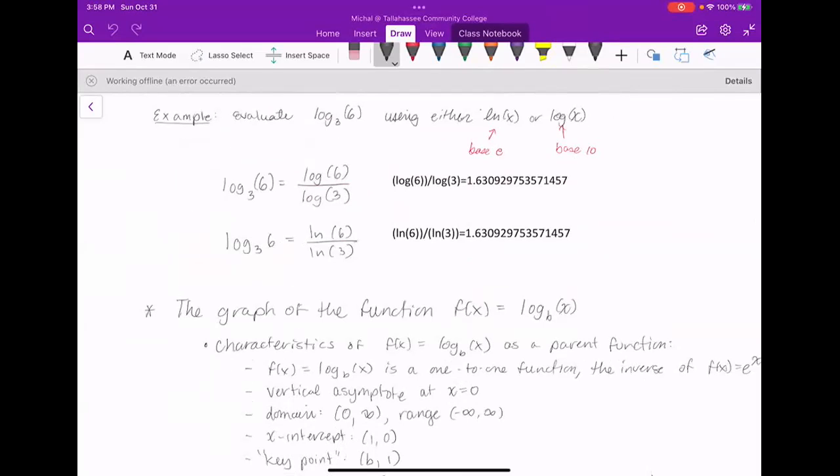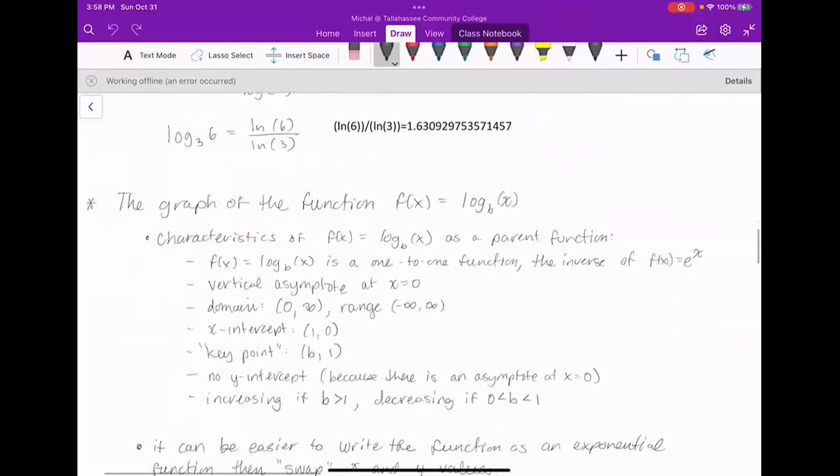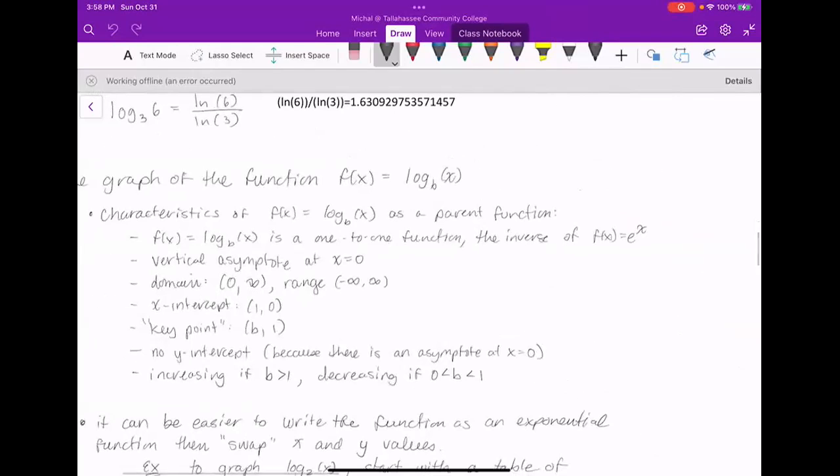Right, so now we're going to talk a little bit more about the graph of the function f of x equals log base b of x. I am going to graph this on Desmos real fast.